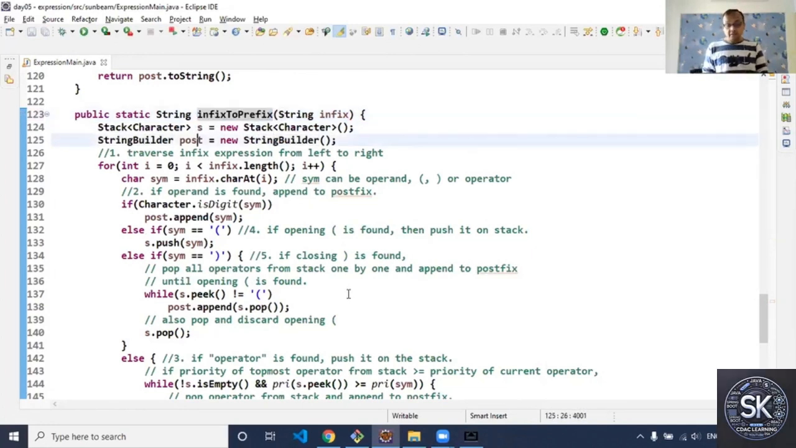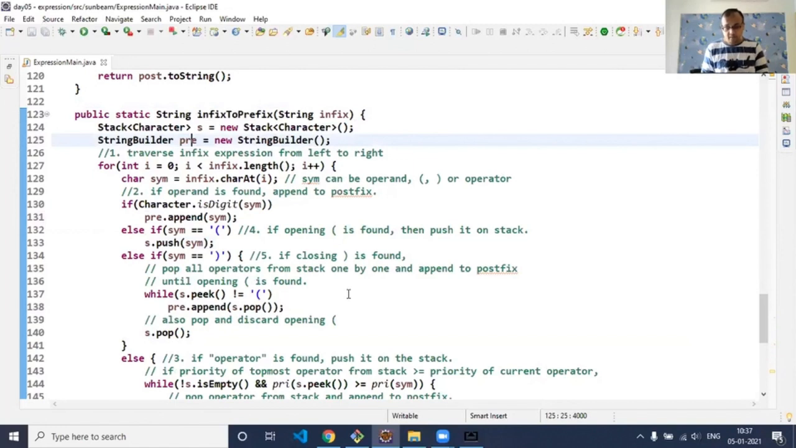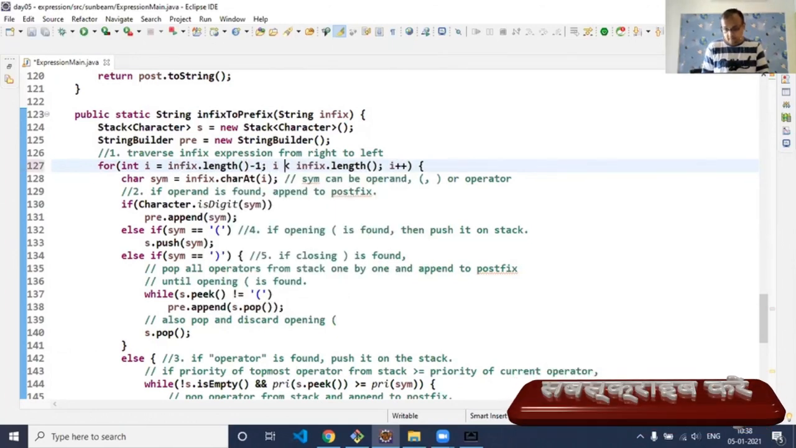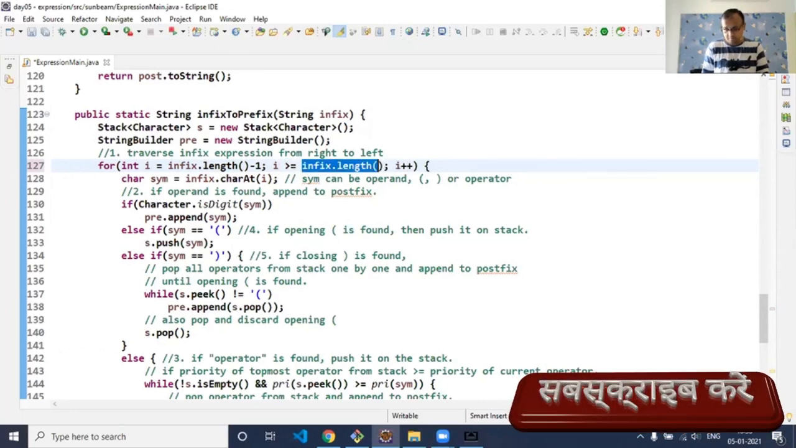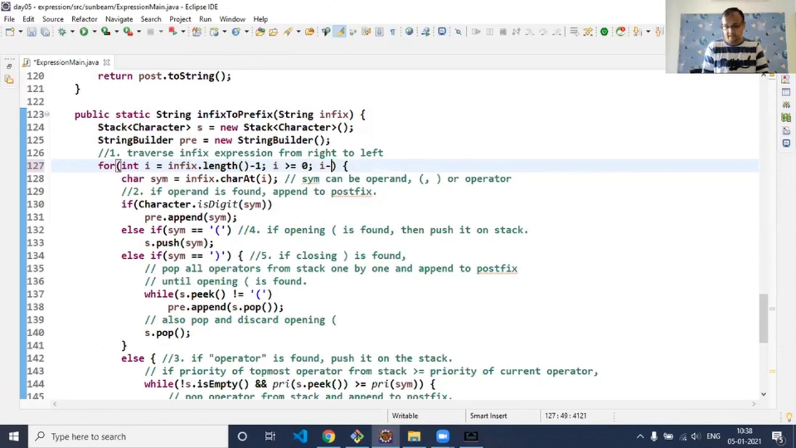Pay attention. Infix to prefix. Let us go ahead. And in an infix to prefix, what we are doing? The very first thing, you need to traverse the infix expression from right to left. We will quickly see this and then we will take a break. Right to left मतलब कैसे करना है? Like a infix dot length -1, I is greater than or equal to 0. Okay, that is good. And then you say I minus minus. All right, first part is done.